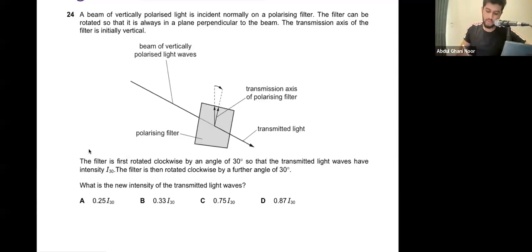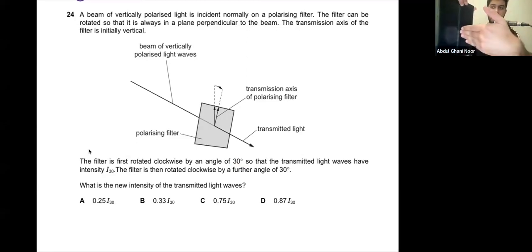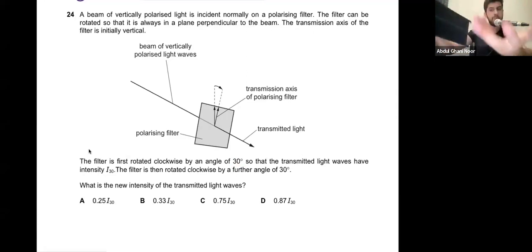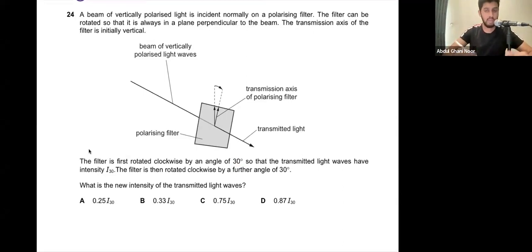The filter is first rotated clockwise by an angle of 30 degrees so that its transmitted light wave has intensity I30. तो हमने क्या किया? Initially vertical था, हमने इसको clockwise जो है 30 degrees rotate कर दी. सही. और दूसरी साइड पे जो इंटेंसिटी हमें मिल रही है, we are calling it I30.